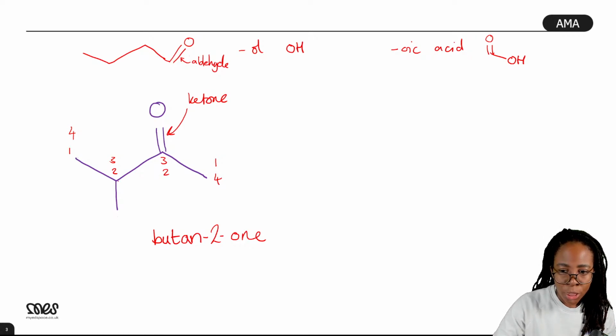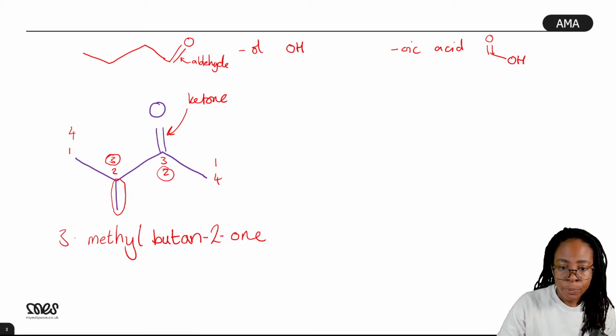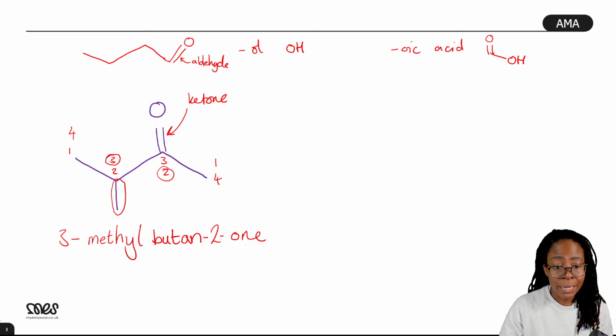And whatever is at the end of the name will get the smallest possible number. Because now we've got this group here, so a 1 carbon branch. If we have a 1 carbon alkyl branch, so just C's and H's, we would just call that methyl. And that methyl group is on carbon number 3 because we've already identified that this is carbon number 2. So 3-methylbutan-2-one.